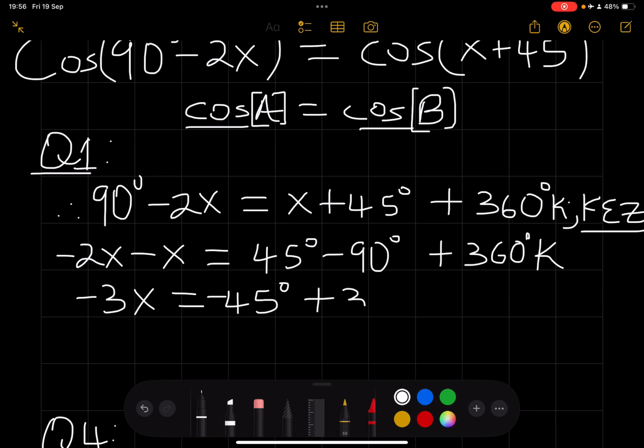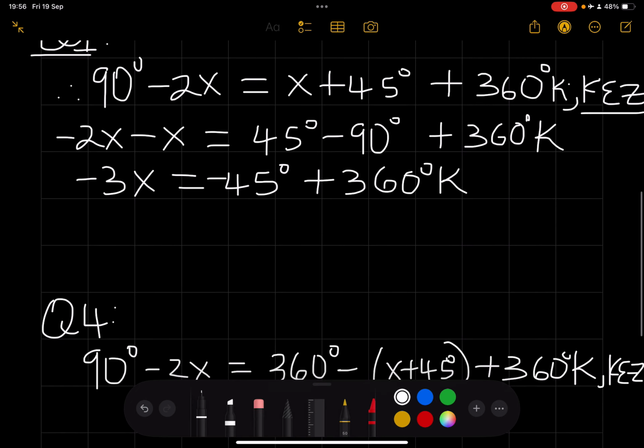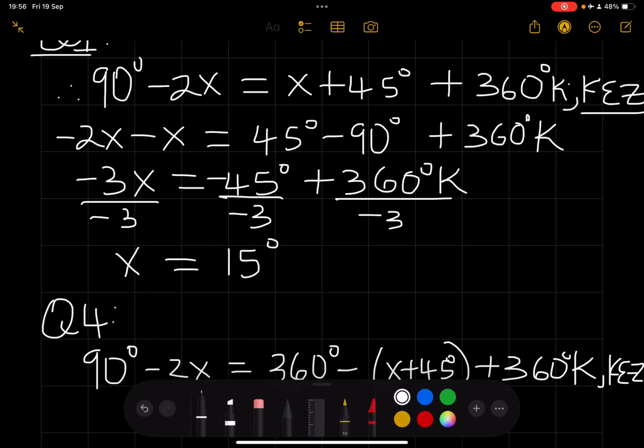And then plus 360 degrees k. And then we can divide everything by negative 3. So we're left with x equals 15 degrees. On the 360k, even when you divide by the negative, we always say plus. And then that will be 120k. The reason we always put a plus is because k is an integer. It's both negative and positive, so that negative is accounted for by k. So you always say plus, regardless of what sign you are dividing with.